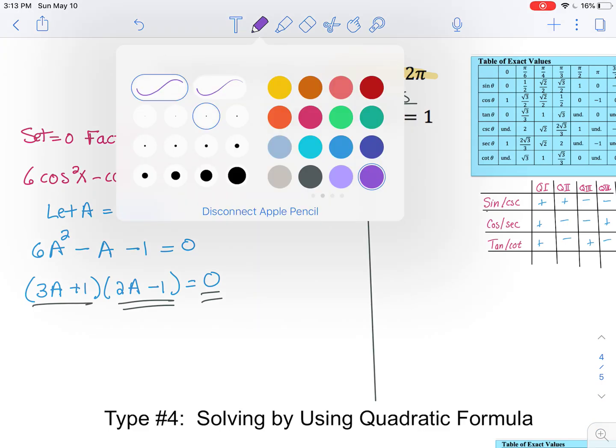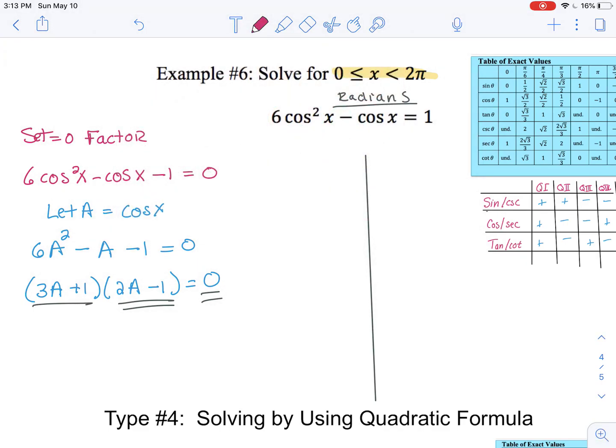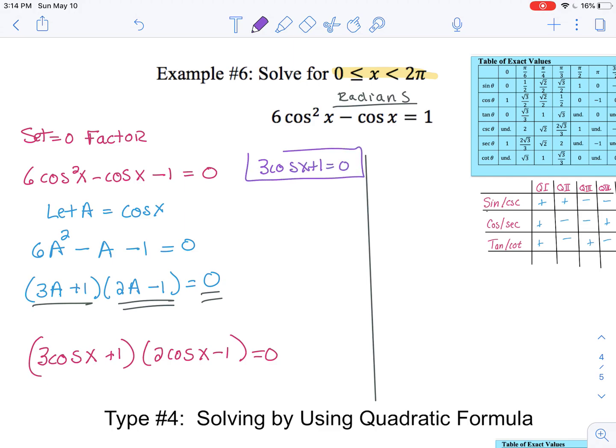Let's rewrite this with cosine in it. So I can now substitute this back in and say 3 cosine x plus 1 and 2 cosine x minus 1 equals 0. So we're going to have our two equations. This is going to give me 3 cosine x plus 1 equal to 0. My other equation is going to be 2 cosine x minus 1 equal to 0. And I can go ahead and solve.